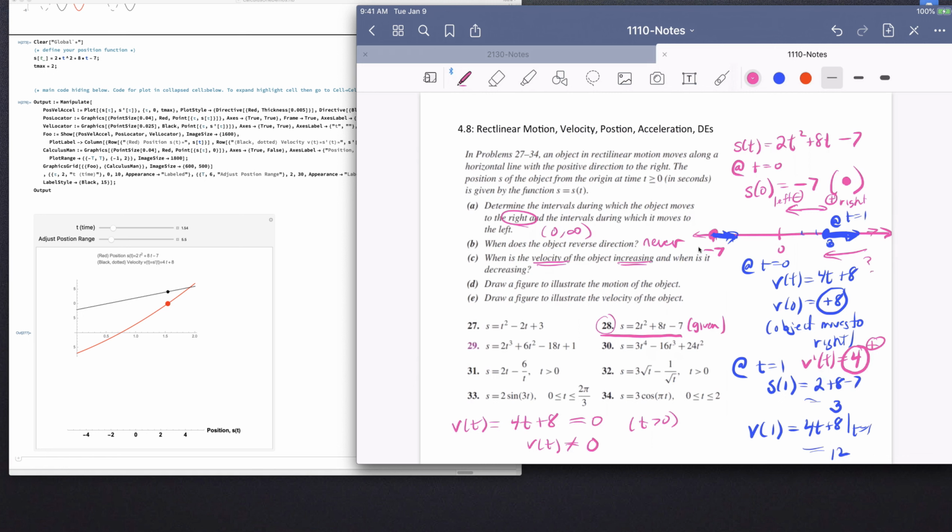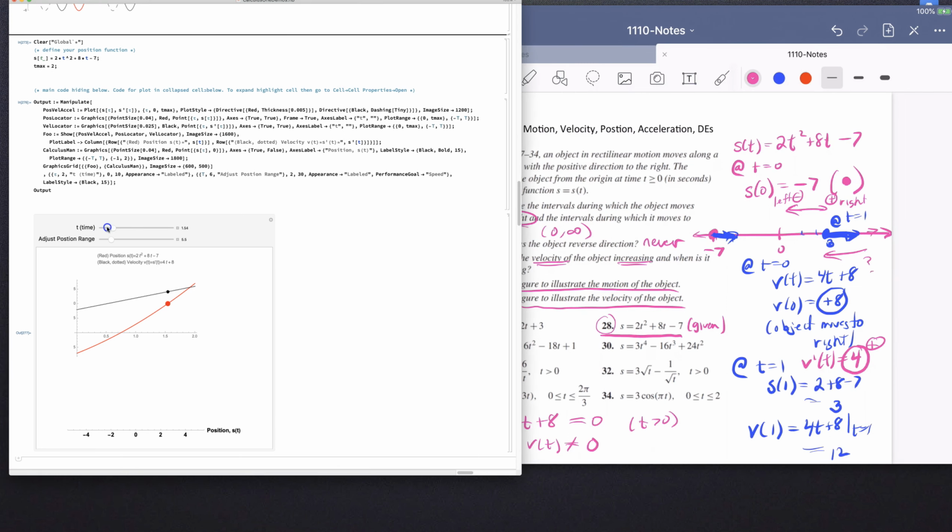So this object has a constant acceleration, which is the derivative of velocity. And we were asked to draw a figure to illustrate the motion of the object, and use a graph to illustrate the velocity of the object. That's what we have drawn over here. So we can see that this object might start at -7, and as time moves on, it seems to get faster and faster and faster moving.